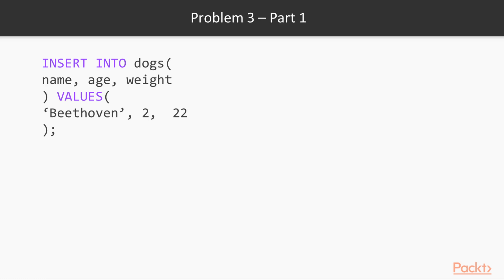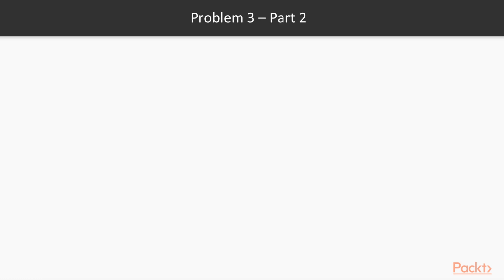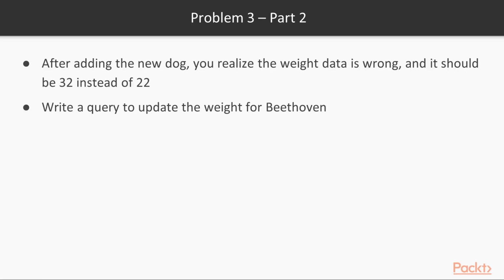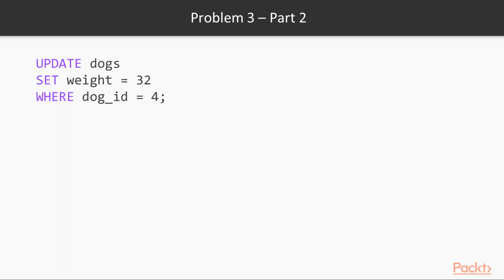Let's take a look at problem 3, part 2. After adding the new dog, you realize the weight data is wrong, and it should be 32 instead of 22. Write a query to update the weight for Beethoven. To update any column inside of our table, your query should have looked something like this. UPDATE dogs SET weight = 32 WHERE dog_id equals a placeholder, because the dog ID is going to be relative to how many dogs you've created in your database.